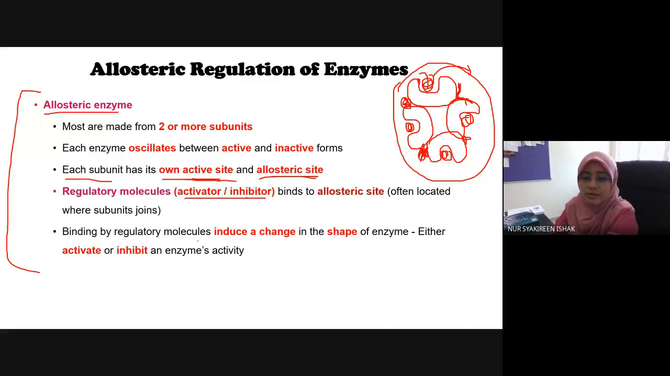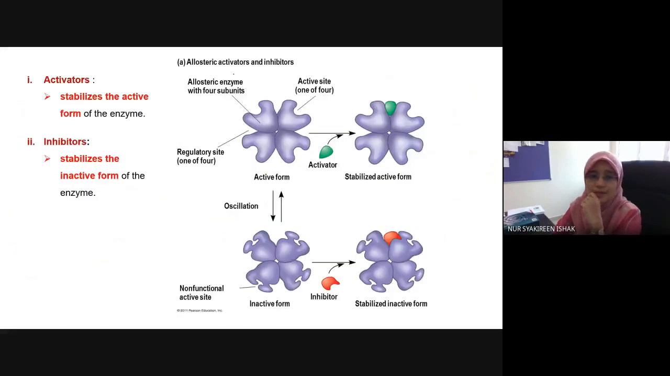So binding by regulatory molecules induces a change in the shape of the enzyme, either into the active form or the inactive form. Kalau activator binds, it activates the enzyme. If the inhibitor binds, it inhibits the enzyme. So that means if the activator binds, it will stabilize the active form. If the inhibitor binds, it will stabilize the inactive form. Itu fungsi dia.